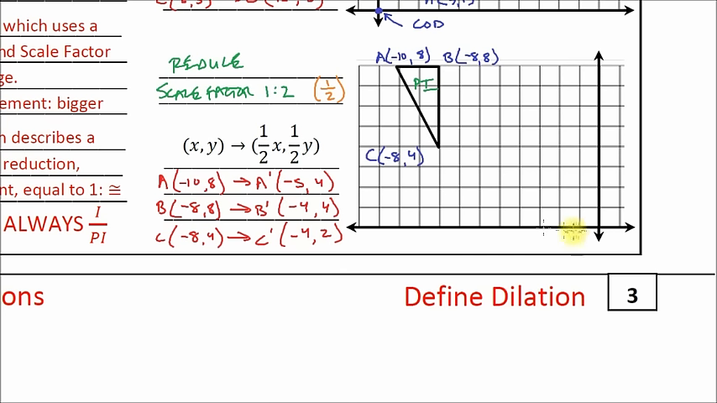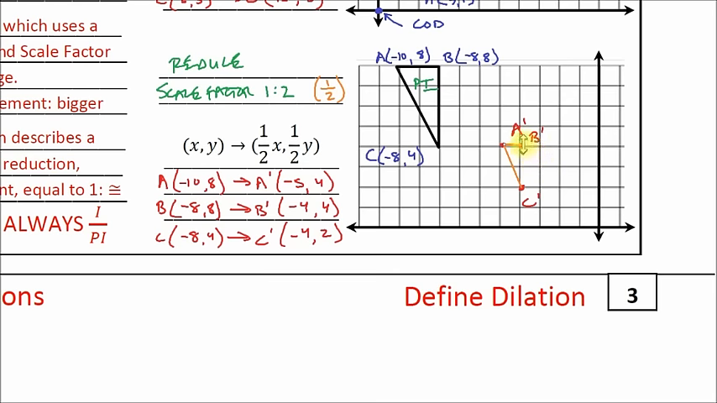All right, let's plot these points. So A prime is at negative 1, 2, 3, 4, 5, 1, 2, 3, 4. Here is A prime. B prime is negative 1, 2, 3, 4. 1, 2, 3, 4. There is B prime. And C prime is negative 1, 2, 3, 4. 1, 2. And there is C prime. Let's go ahead and create a triangle with that. I'm going to connect these two together.